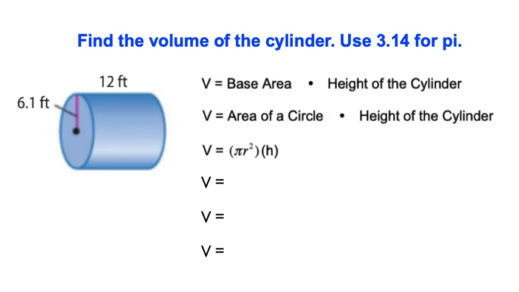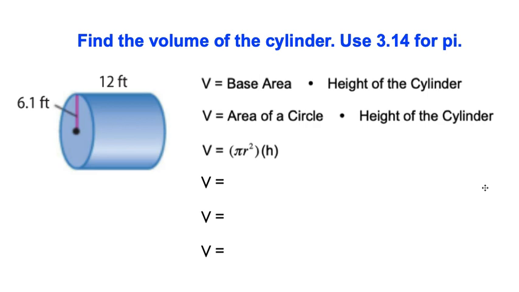Here we have an example of a cylinder. We'll be using 3.14 to represent pi. Let's quickly recap that the volume formula is pi r squared times h. So can you tell what value we will be using for the radius and the height?